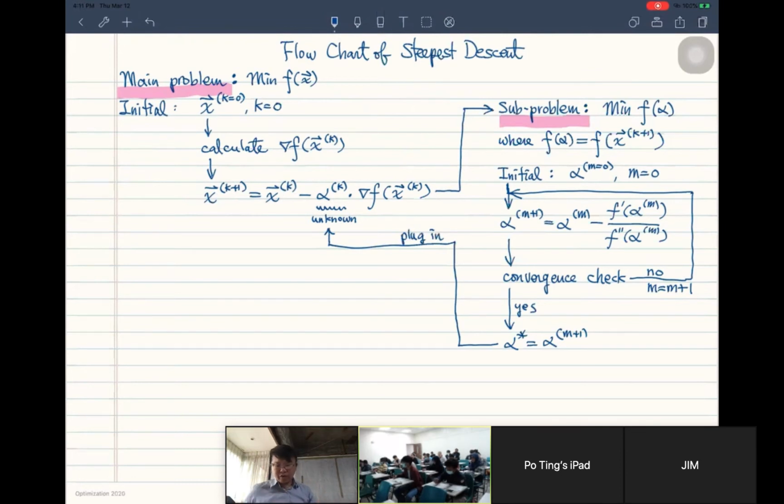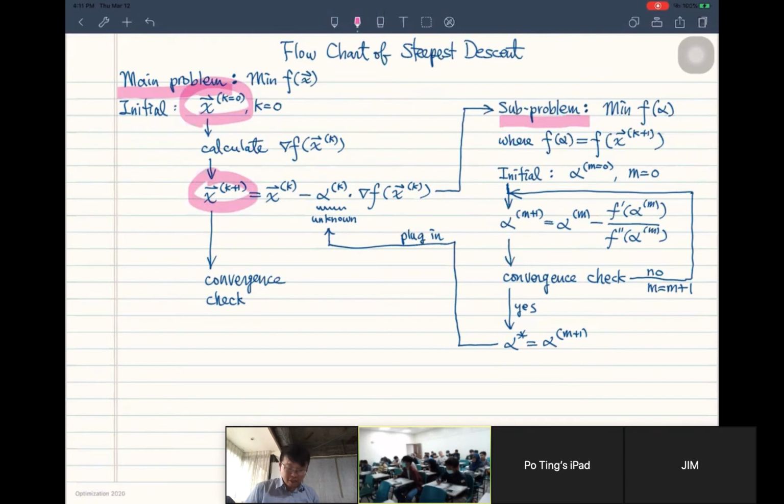So plug in. Okay, now you have your new x. Now you have your solution because you know alpha when you solve for this subproblem. Then you could plug in, and when you plug in, you have your new point. Over here you can do your convergence check again. But what is it checking? Checking this and this.